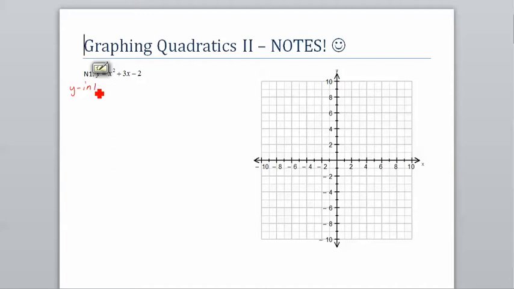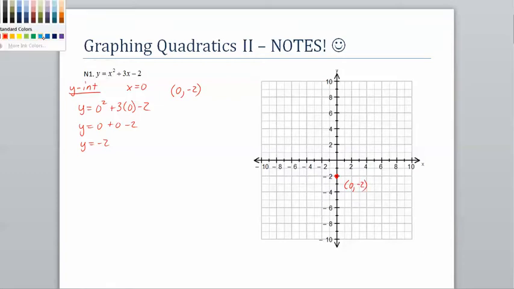How do we get a y-intercept? It's the same thing as when we were doing linear equations. We get the y-intercept by making x equal to 0. So let's go ahead. We'll make x equal to 0. We'll go y equals 0 squared plus 3 times 0 minus 2. That gives us 0 plus 0 minus 2. So y equals negative 2. So there's our first point. x is 0, y is negative 2. And I can go ahead and put that on, and I'll label it (0, negative 2).